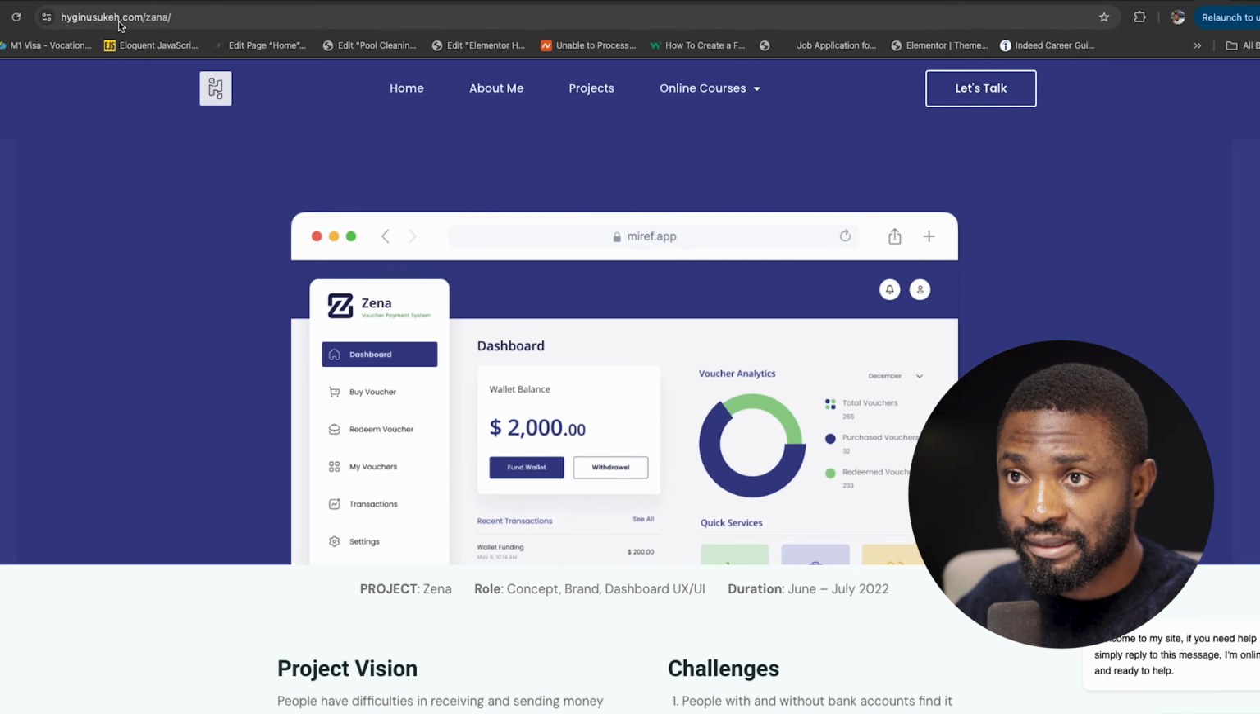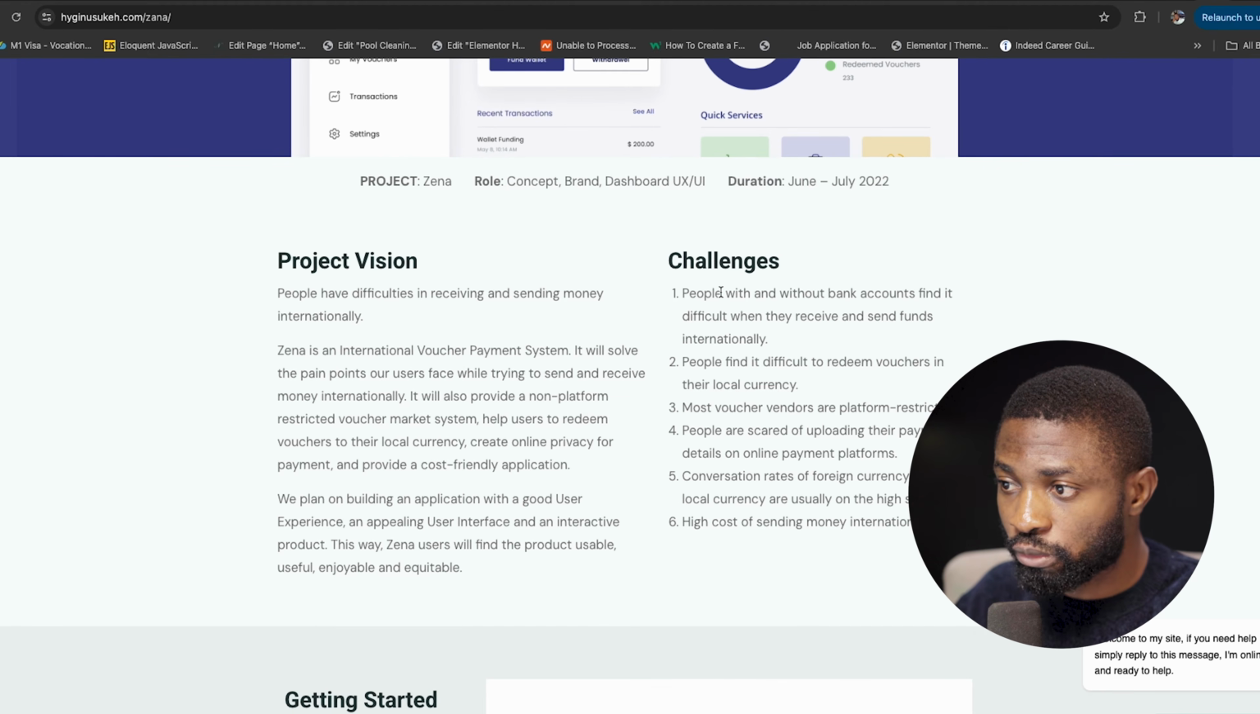So you can access this. Just go to igenius.com/Zenna. You can see this. So talk about the challenge which you are trying to solve. Recruiters want to see this very fast and easy.